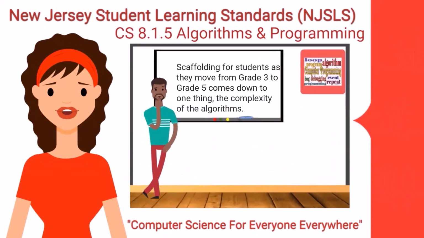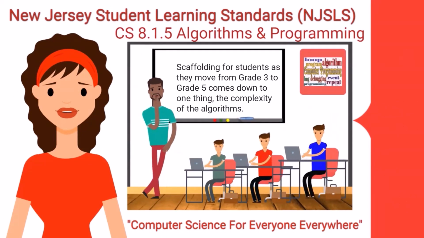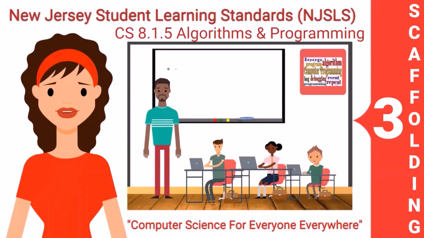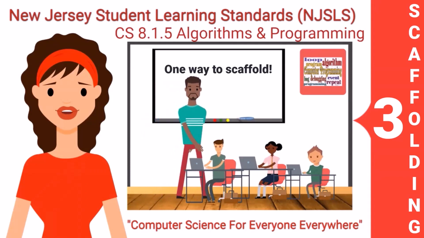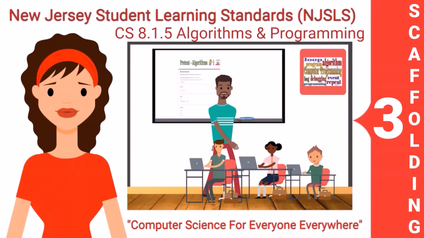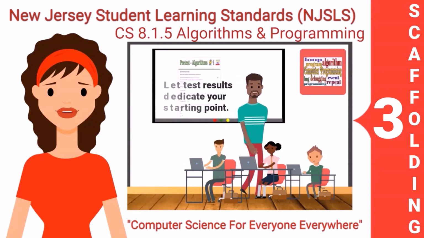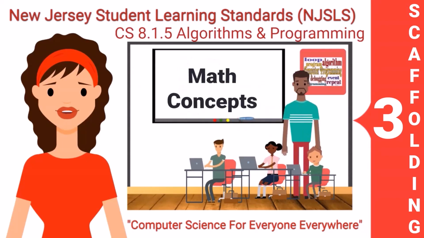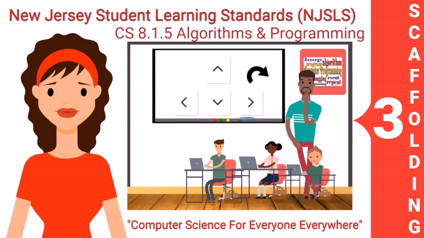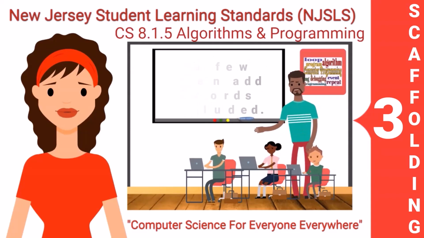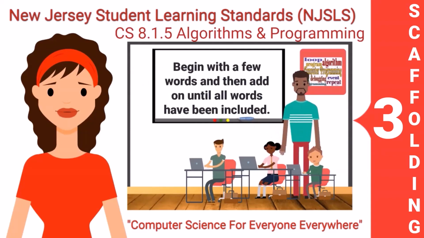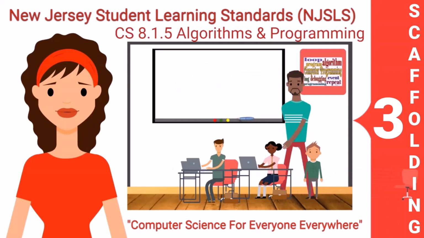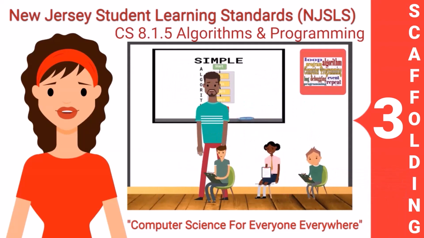Scaffolding for students as they move from grade 3 to grade 5 comes down to one thing, the complexity of the algorithms. One way to scaffold the material for third grade is as follows. Use the fifth grade post-test as a pretest. Let the test results dictate your starting point. Expose students to vocabulary words, math concepts, directional arrows, and flowchart symbols. Begin with a few words and then add on until all words have been included. Use entry and exit tickets to check for understanding. Begin with simple, linear algorithms using pen and paper.